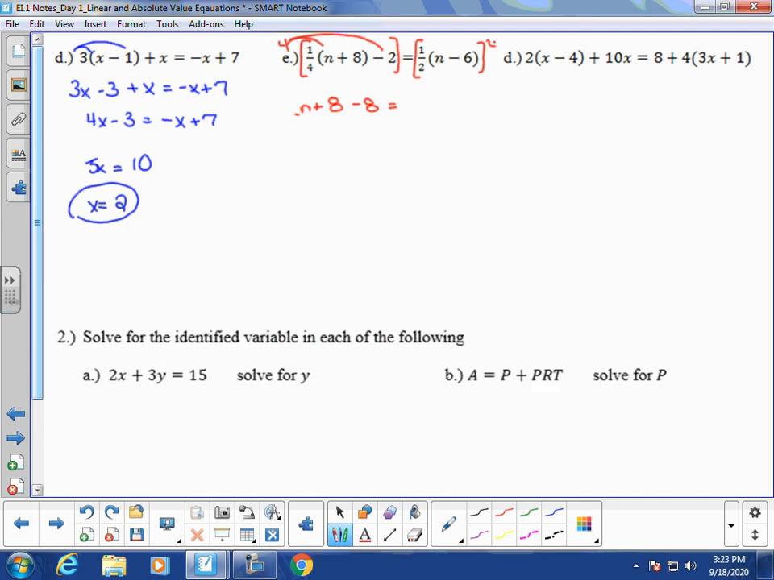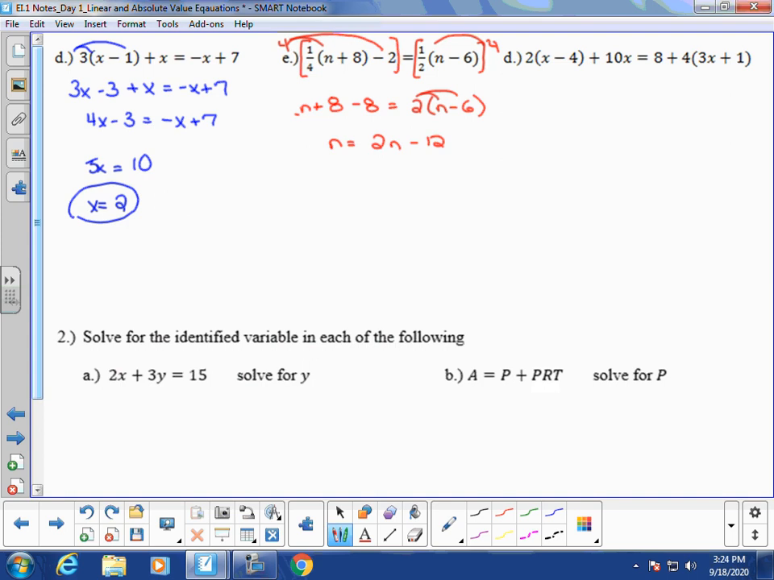On the other side, I'm multiplying by 4, so I distribute that 4 in. 4 times 1/2 is 2. And in this case, I do want to keep my parentheses because that 2 is in front of that set of parentheses. Now we simplify. We continue to simplify. n plus 8 minus 8 would leave me with just n. I can distribute my 2 here, and that's going to give me 2n minus 12.